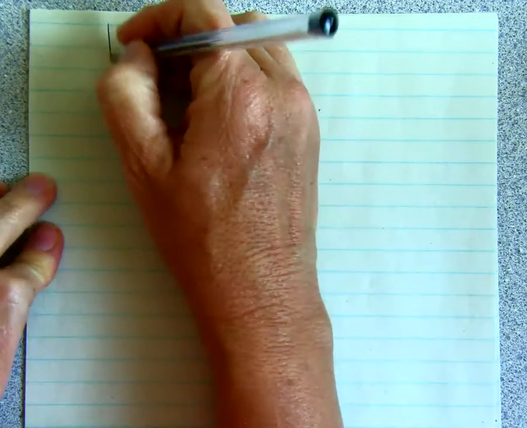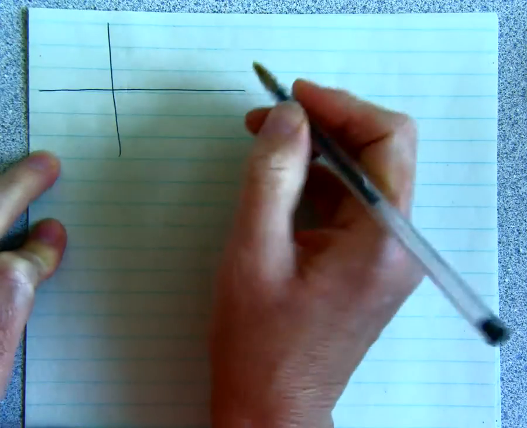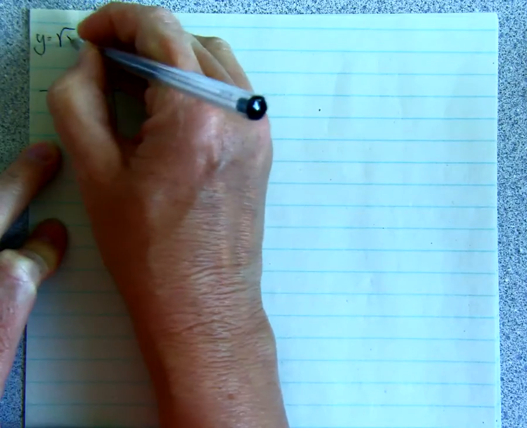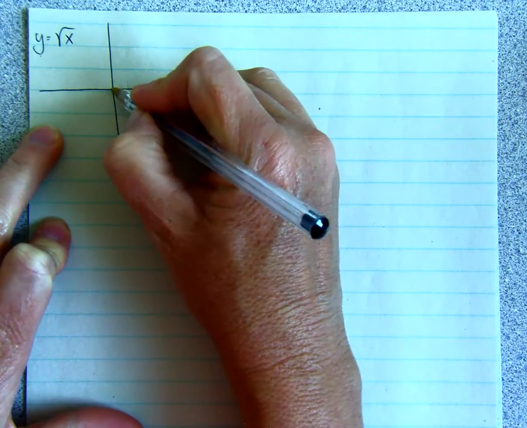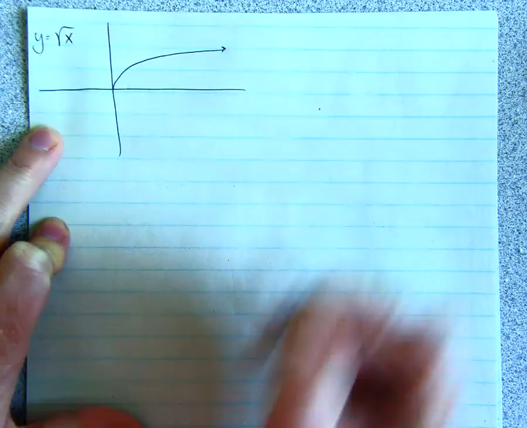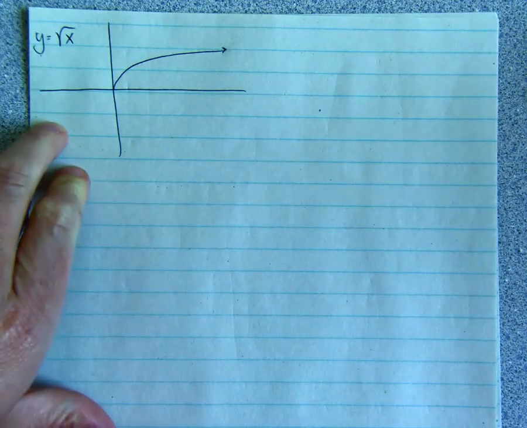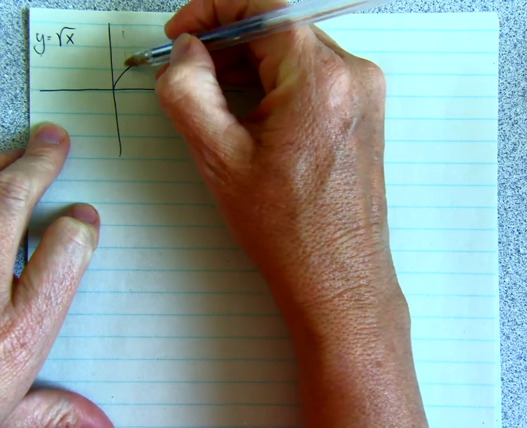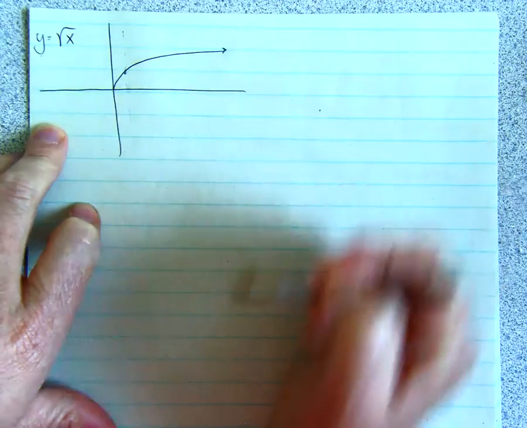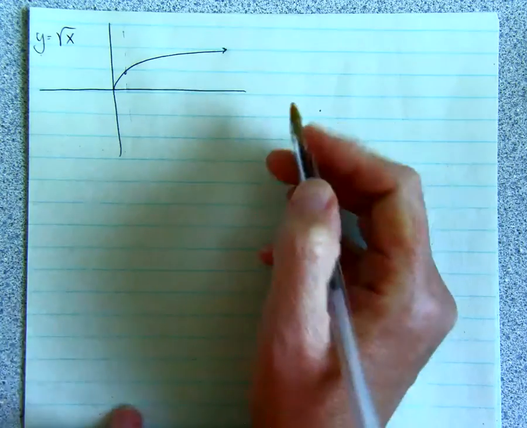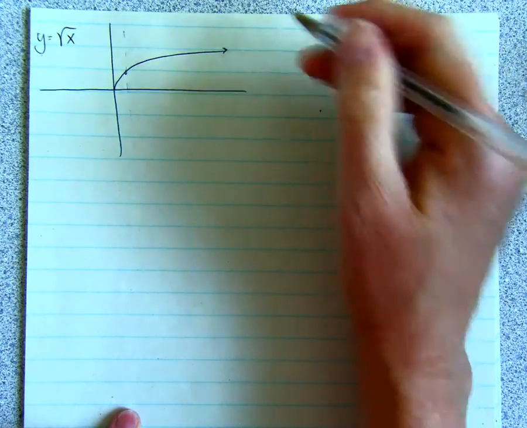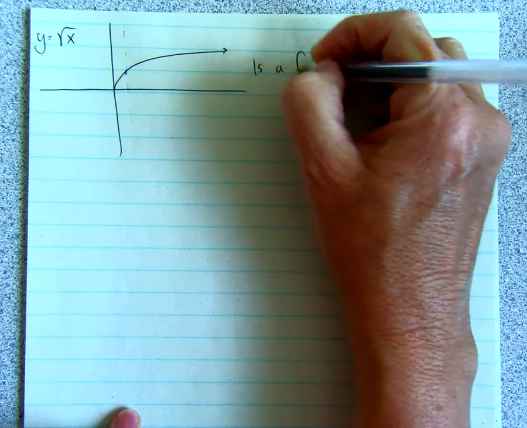What about this picture if we had a square root? y equals square root of x. So here's that graph, it looks like this. Would you say that is a function? Yes, you would, because for every x value, there's going to be 1 y. For every x, you can only take the square root of that one x. So this is a function.